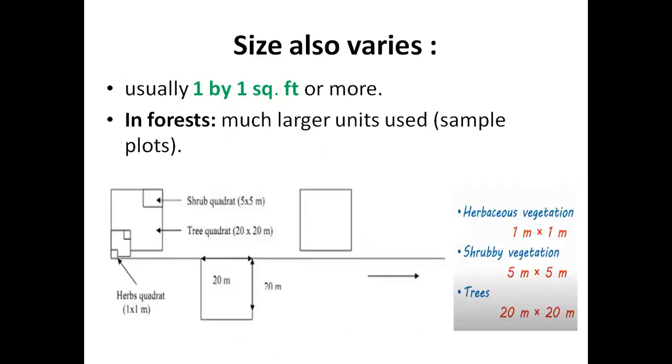Now the size of the quadrat. The size of a quadrat is usually 1 by 1 square feet or more, but in forests it is much larger. Here you can see that herbaceous vegetation is mostly 1 by 1 meter, shrubby vegetation is 5 by 5 meter, and trees are 20 by 20 meter. But it is not the standard one. It can vary keeping in view the type of community a person is studying.